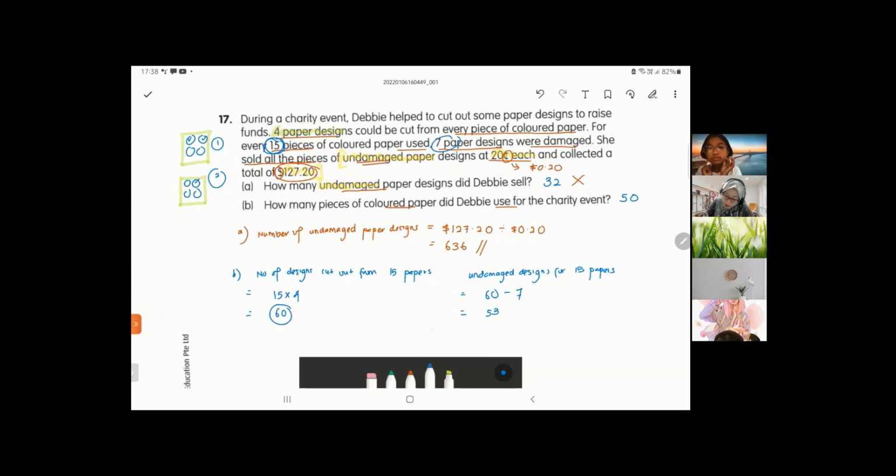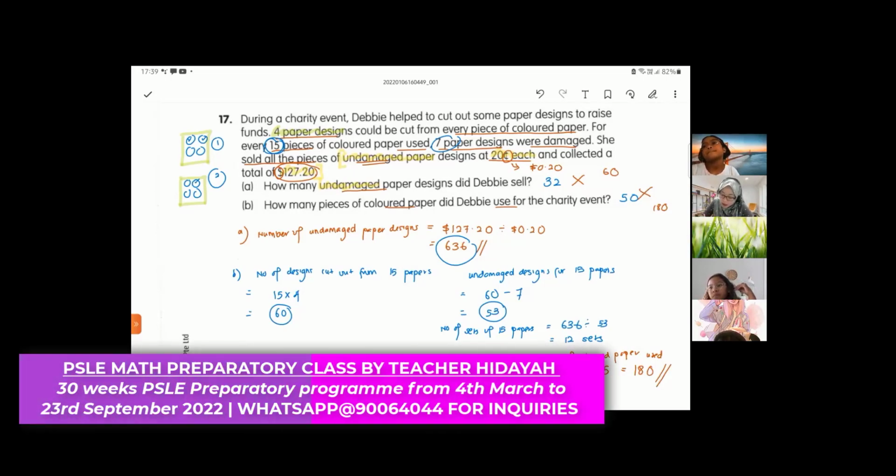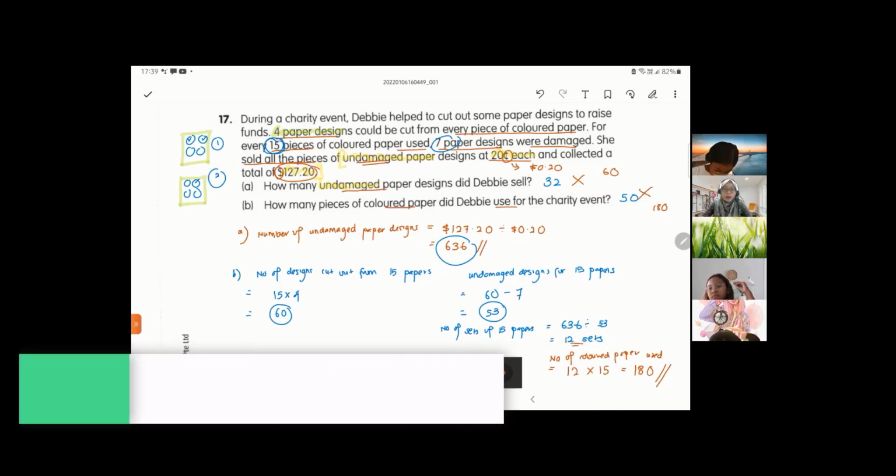Okay, then we will do the number of sets of 15 papers. 636, this one, divided by 53, this one, equals 12. So how many sets of 15 papers do I have? I have 12 sets. Okay, so the number of colored paper used will be 12 times 15 equals 180. This is the answer, 180, and this is 60. So this one, if you can see, they're going for sets. This is the equal grouping concept. We are actually finding the number of sets also. Okay, equal grouping concept.